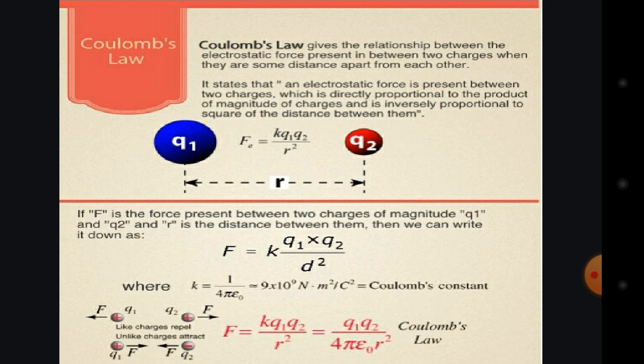All this 1 over 4 pi epsilon naught is equal to 9 times 10 to the power of 9 Newton meter square per Coulomb. So this is the constant value for Coulomb's law.